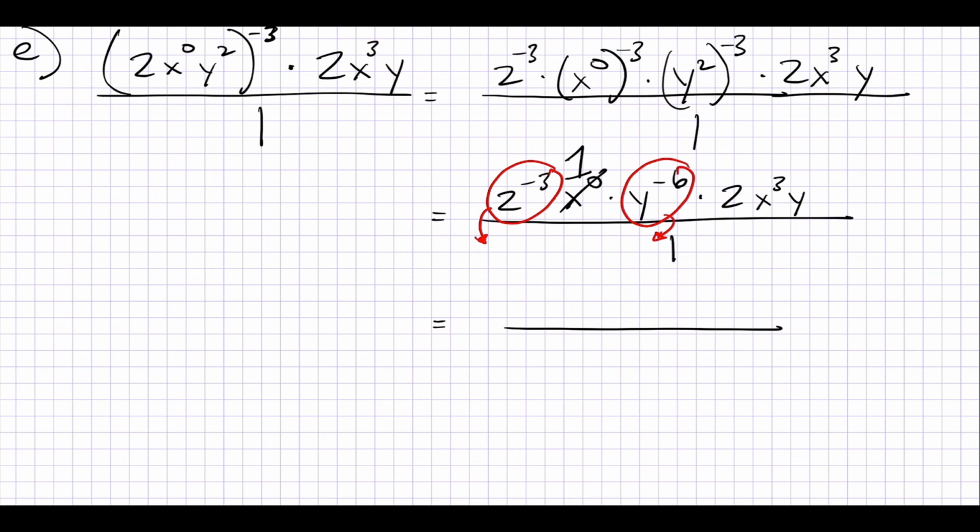So I have 1. See that 1? You don't have to write the 1. You can if you want. The 1 that was an x to the 0. And then I have a 2 x to the third y, because that was left on top. On bottom, I have the 2 things that move down there. 2 to the third, y to the 6. So the negative 3 became a 3 when it moved down, and the negative 6 became a positive 6 when it moved down. Okay. You don't have to write the 1 on the top because it's just 1 times 2. 1 times 2 is just 2.